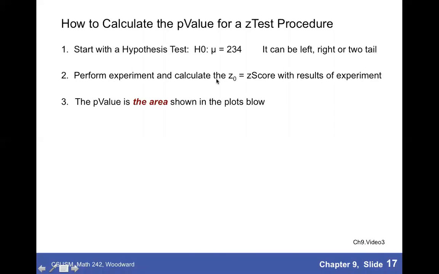So my p-value is in these charts. I look at my z naught and put it on the axis. If my z naught is on the left, I should have a left tail test, and then my p-value is simply this area. And I get that from table B.